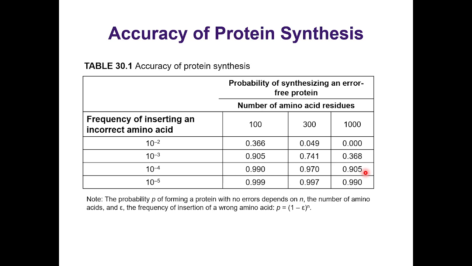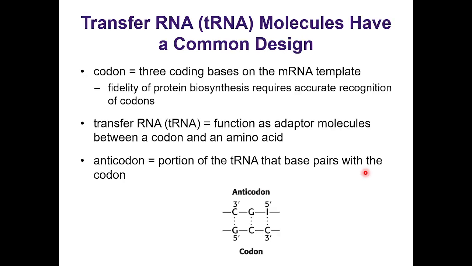It's like a 1 in 10 has errors in it, right? So you have a pretty decent number of your proteins in your body that are going to have errors in them. Now, are all errors problematic? No. There's quite a bit of room on the proteins that it really doesn't matter if you have an error, right? And so, yeah. The codon, this is going to be your 3 coding bases on your mRNA template.